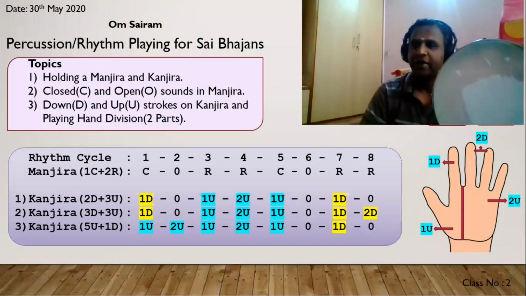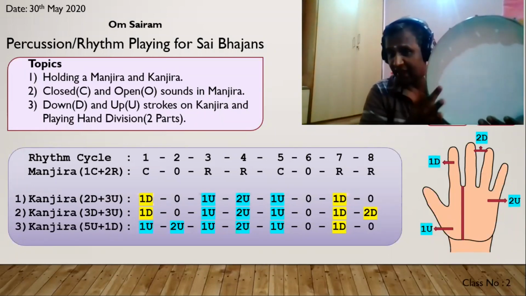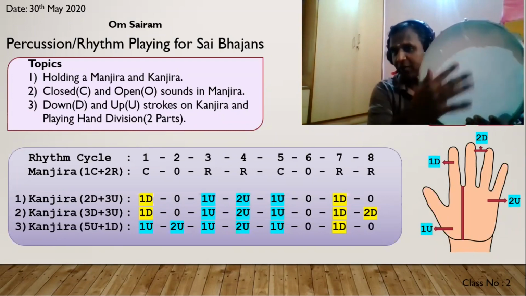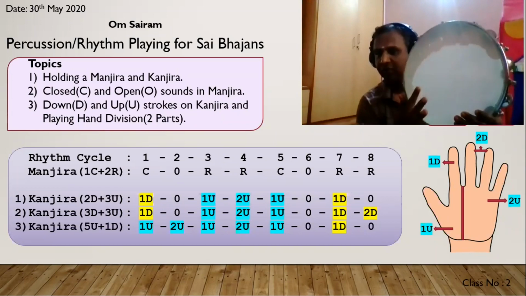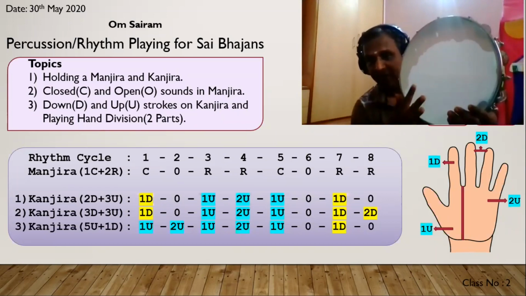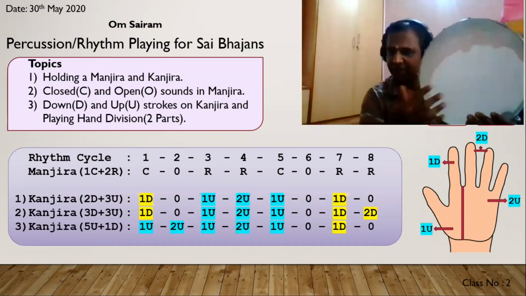In a loop, it sounds like this: 1, 2, 3, 4, 5, 6, 7, 8. So I'm playing 1, 2, 3, 4, 5 on top, and then 6 is a gap. 7, I'm playing down, and then 8 is a gap. So 1, 2, 3, 4, 5, 6, 7, 8.